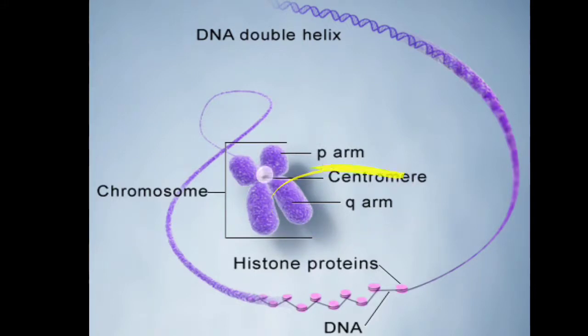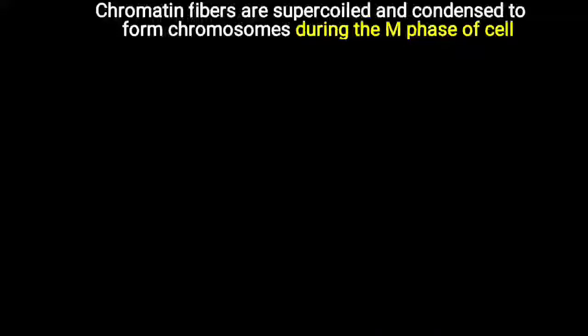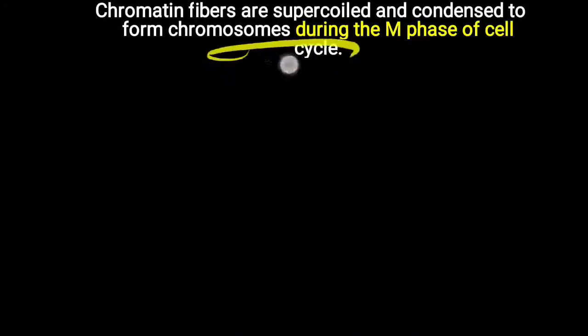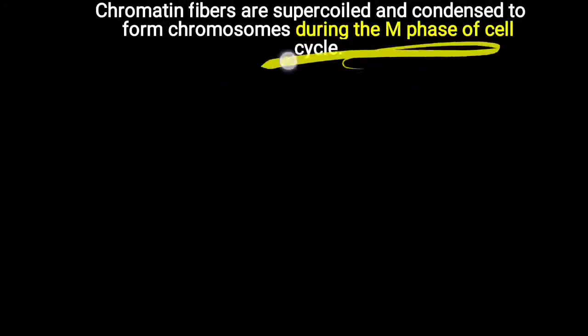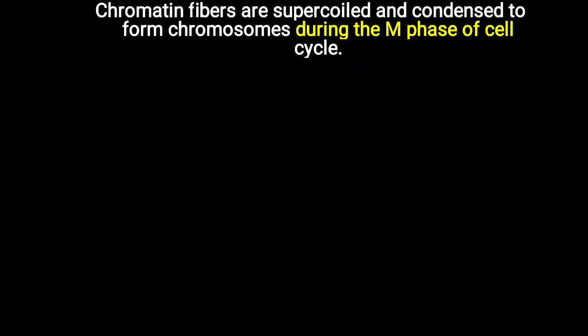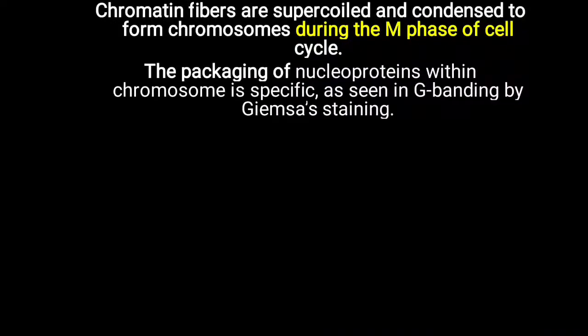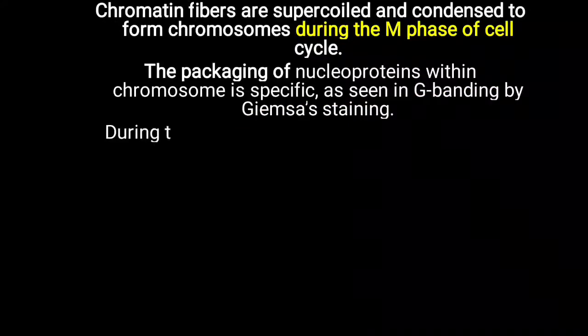So what is the significance of this centromere? That we will look at. First, chromatin fibers are supercoiled and condensed to form chromosomes, and that occurs mostly in the M phase of the cell cycle, so it can be asked in the exam. You have to remember that chromosomes are particularly seen during the M phase of the cell cycle. The packaging of the nucleoprotein, that is histone, within the chromosome is very specific, and it can be seen as G banding, which is done with the help of Giemsa staining.